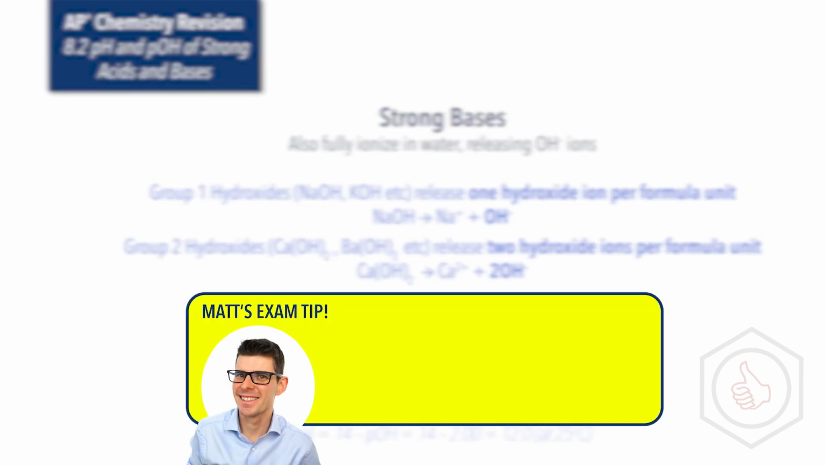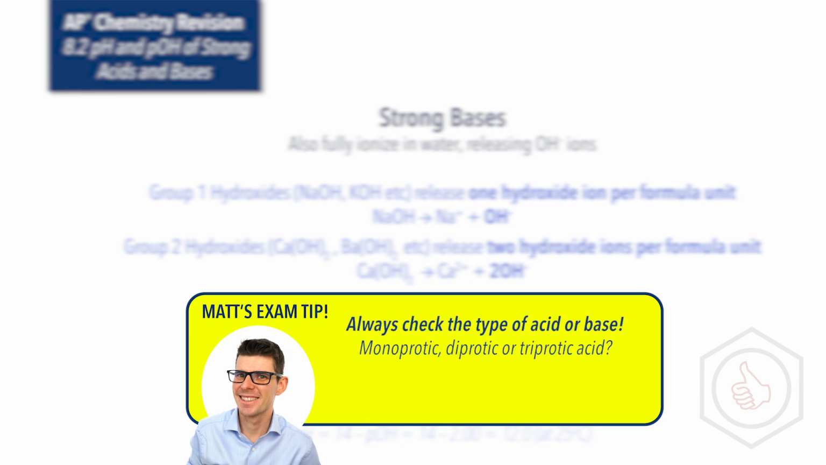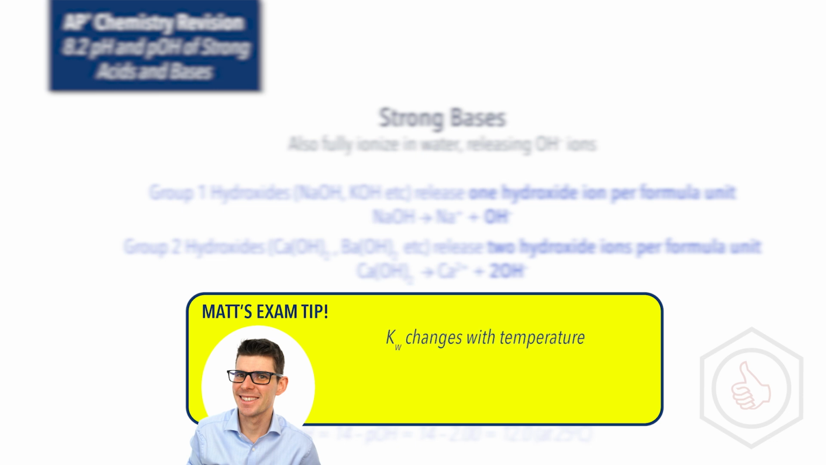Tip here: always check the type of acid and base you are working with in a question. Is it a monoprotic, diprotic, or triprotic acid? And does the base provide more than 1 OH- ion per formula unit? And remember that temperature affects the value of Kw, meaning pH plus pOH equals 14 is only valid at 25 degrees Celsius.